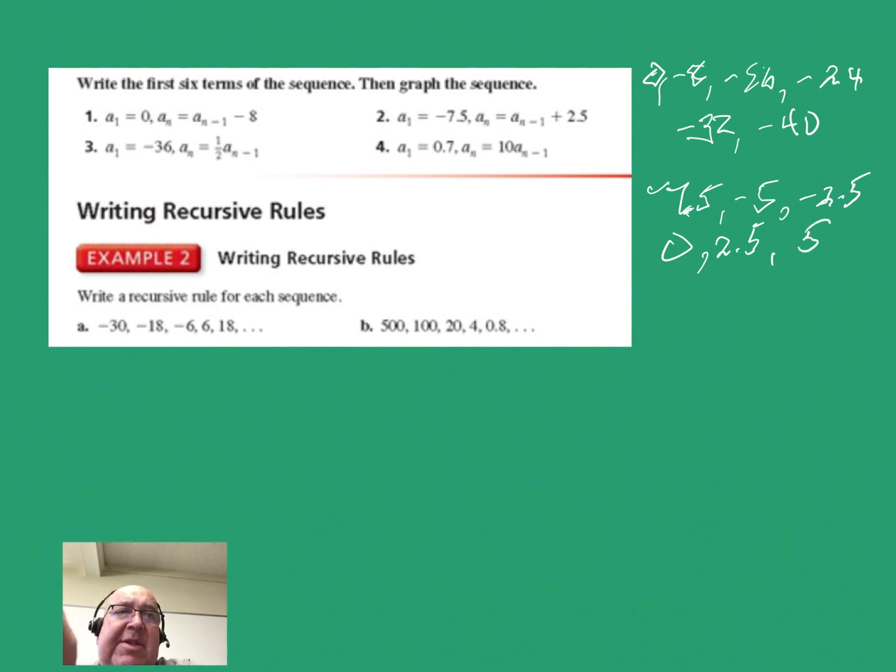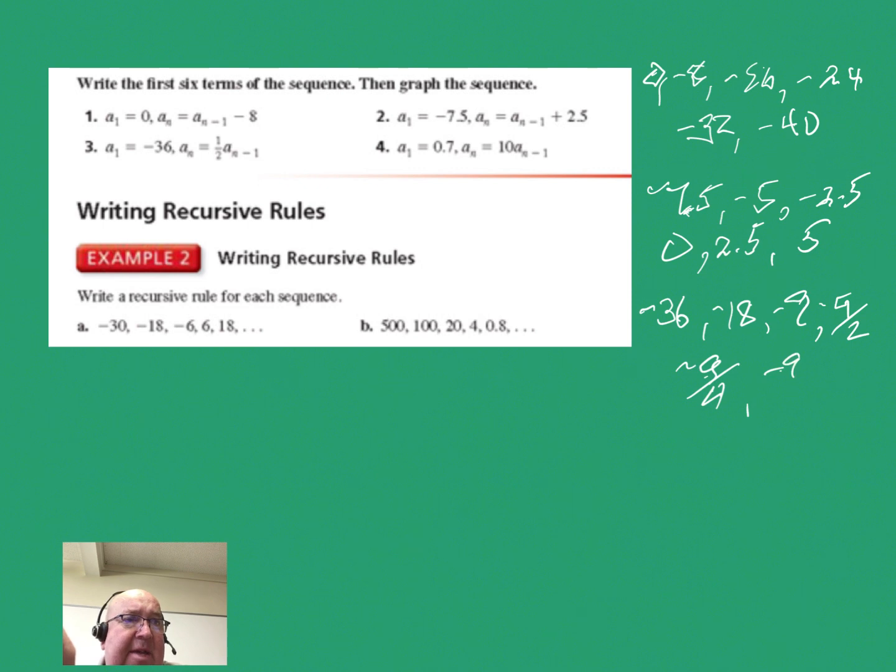Number 3, we're starting at negative 36. And we're multiplying by 1/2. So we get negative 18, negative 9, negative 9 over 2, negative 9 over 4, and negative 9 over 8.